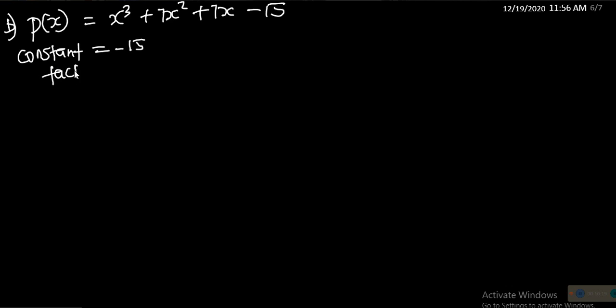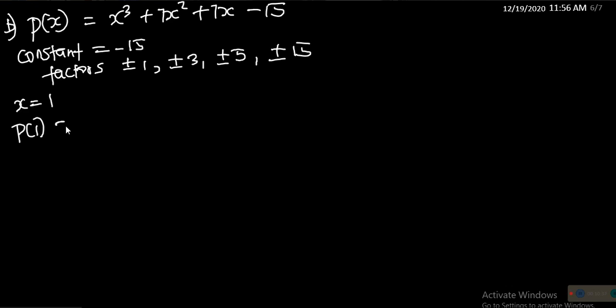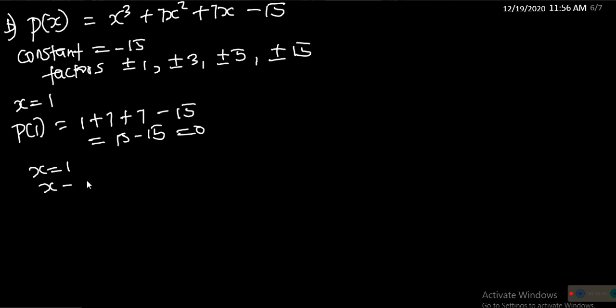The factors will be plus or minus 1, plus or minus 3, plus or minus 5, and plus or minus 15. So checking which of these factors will give us 0. So we can find a factor when x is 1. We have P of 1 to be 1 plus 7 plus 7 minus 15, which is 15 minus 15, which is 0. So x equals 1 implies x minus 1 equals 0 is a factor.